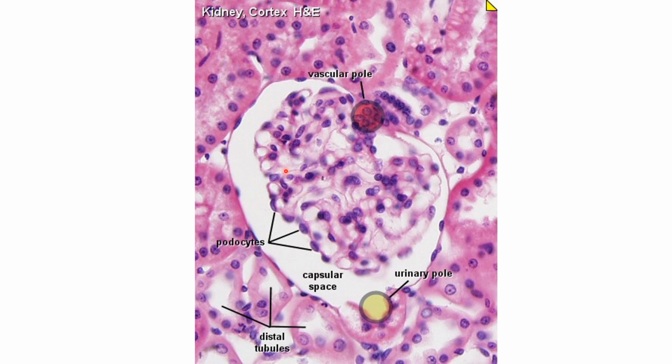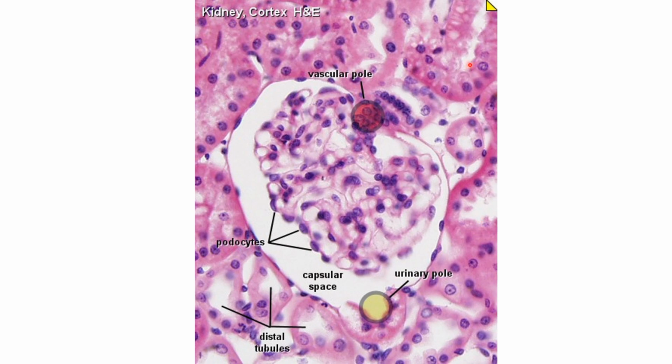In this diagram you can see this is the renal corpuscle, this one is the vascular pole, and this is the part of the distal convoluted tubule which is coming in contact with the vascular pole and forming the macula densa. Here you can see the podocytes are present. This is the Bowman's capsular space. Here this one is the urinary pole.